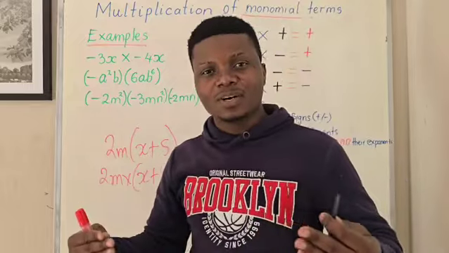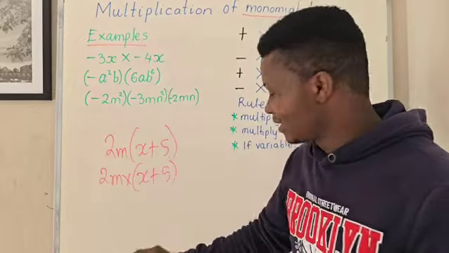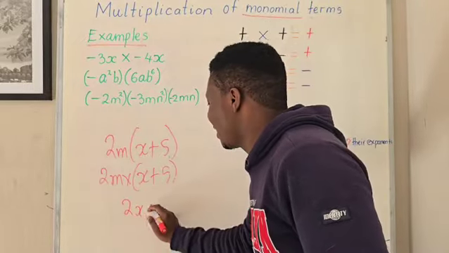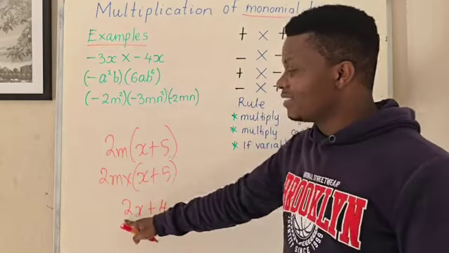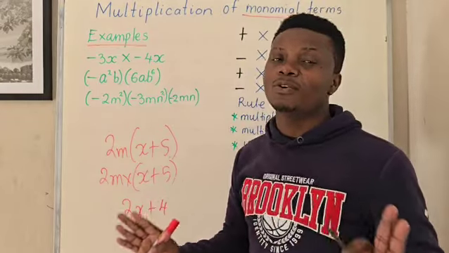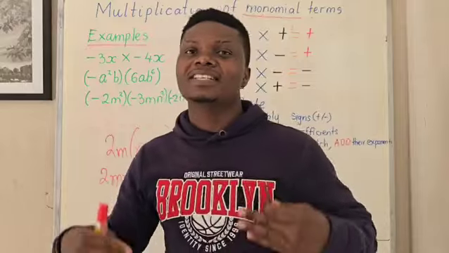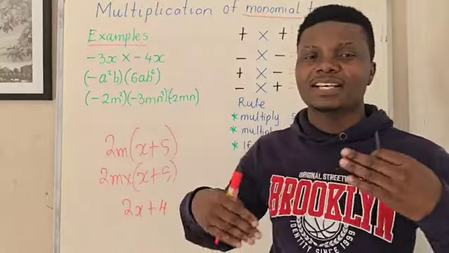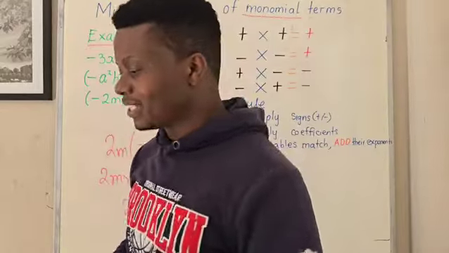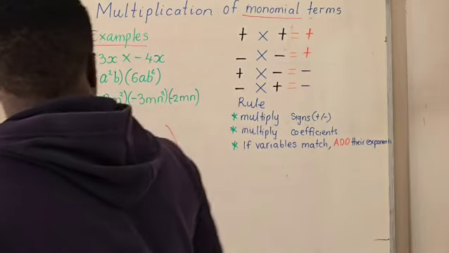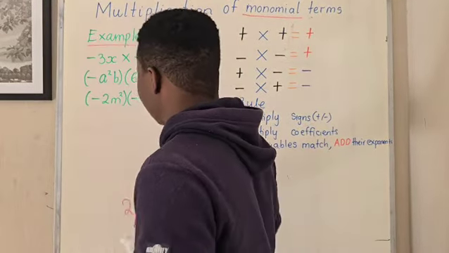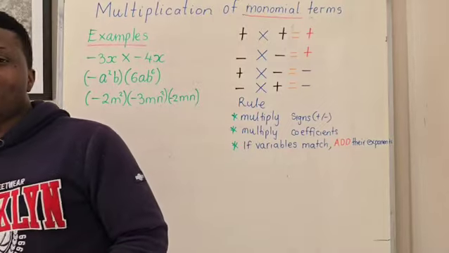If there are more than one term, they should be separated by a plus. Something like, let's say 2x plus 4, then these are two terms. That's not a monomial. So in this video, our multiplication is based on monomials, terms that are separated by multiplication or division. So let's just do some examples here and say, what do we do when we have monomial terms?